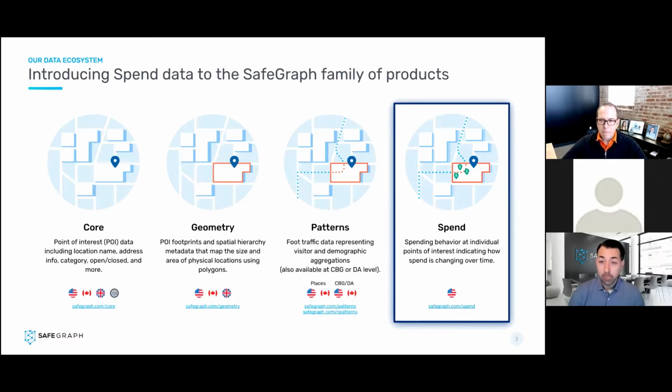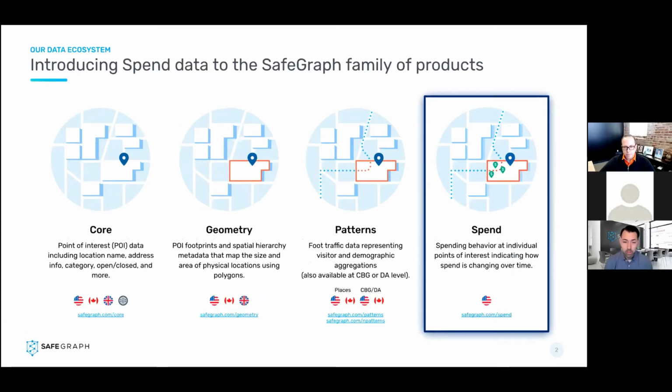As I said, these places span the globe, and they make up the rows in our database. And then where applicable, we have other products that we add on as additional columns to provide even more detail and context. So our geometry offering includes actual POI polygons, so point of interest polygons, along with metadata about how these places are physically related to each other. Our patterns data sets layer mobility data on top of our polygons to help us understand foot traffic and consumer behavior at the individual POI level. And now we are layering Spend on to provide more context into how consumers are spending money at these individual locations.